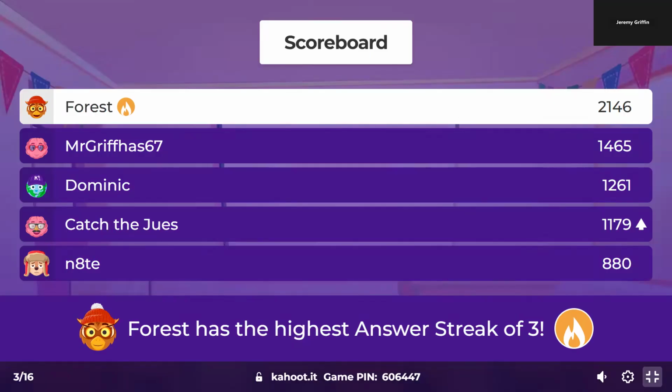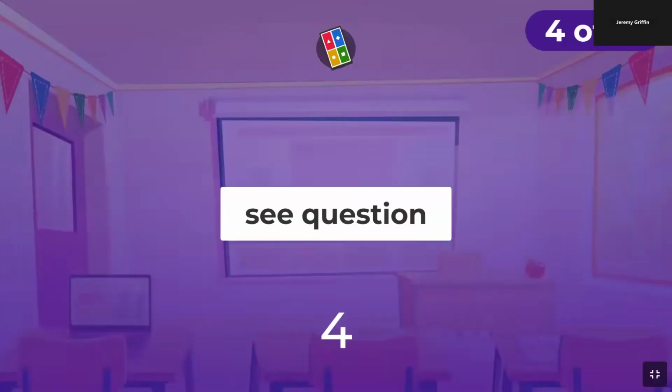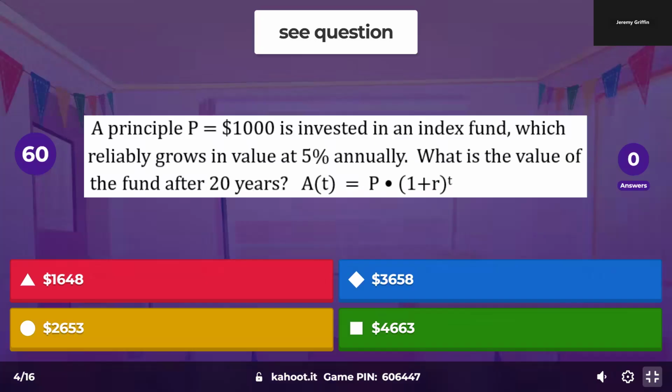People love the names. All right, we got Forrest. Mr. Griffin is 67. Oh, got Dominique. Catch J. You got Nate. Wait, that's you.